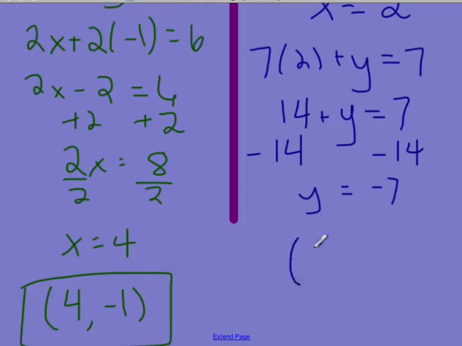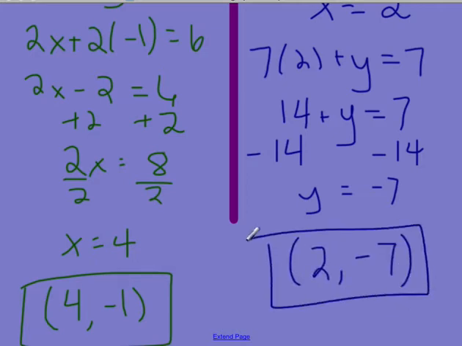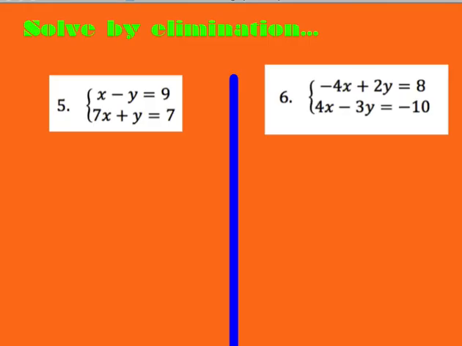So now I'm going to write that out as a coordinate point. First my x, then my y. So 2, negative 7 for that one. We're going to go ahead and skip number 5 because it's the exact same as number 4. But if you want to do it for extra practice, you go ahead and have at it. Let's take a look at number 6.